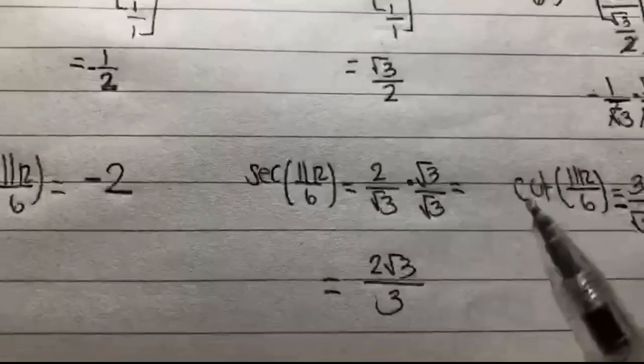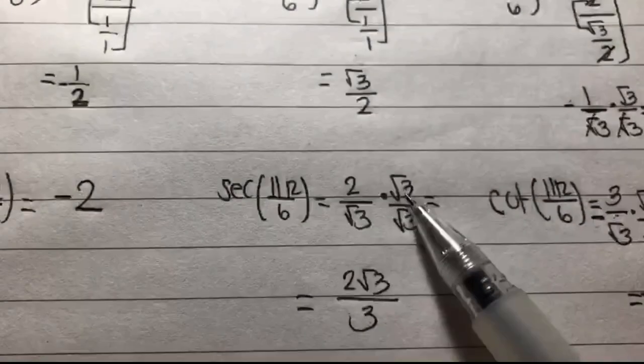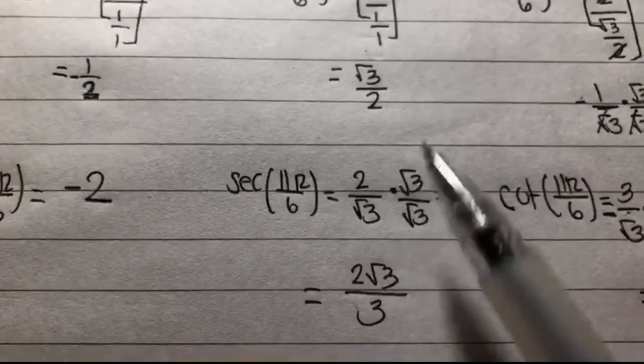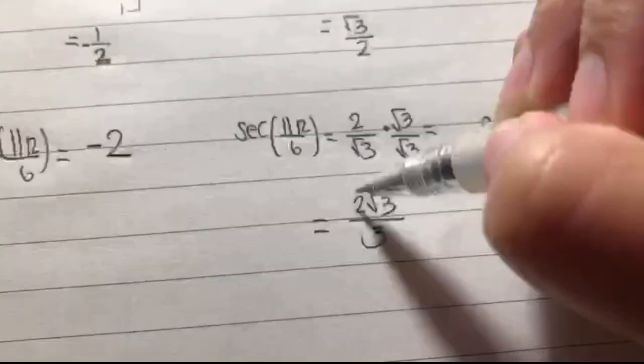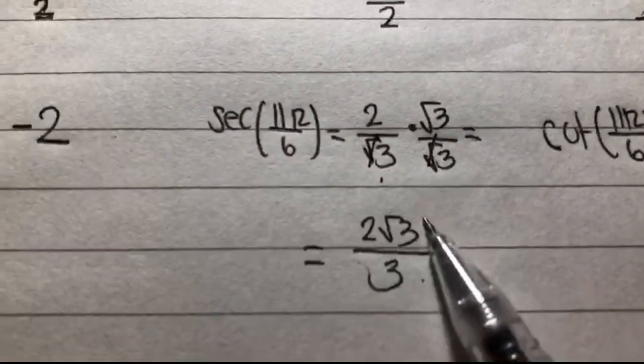So, sa secant naman, reciprocal lang ulit natin yung answer doon sa cos. So, 2 over square root of 3. I-rationalize ulit lang din natin. So, 2 multiplied by square root of 3 is equals to 2 square root of 3. Then, cancel out lang natin yung square root. Then, ang magiging answer is 3. So, the answer is 2 square root of 3 over 3.